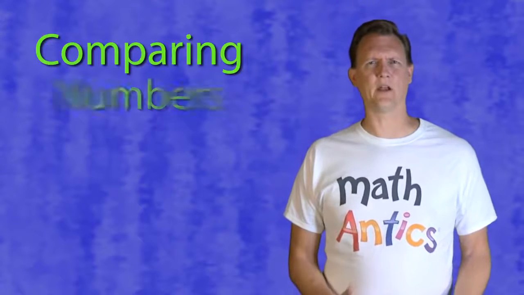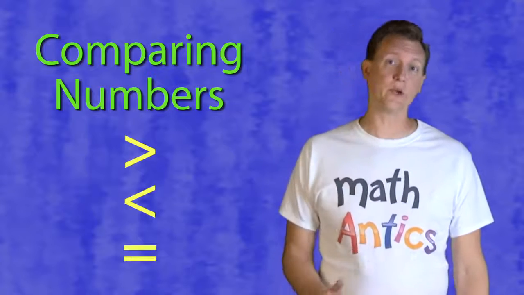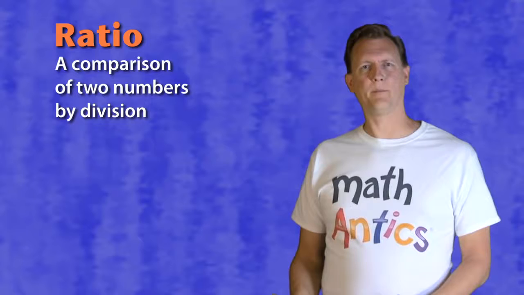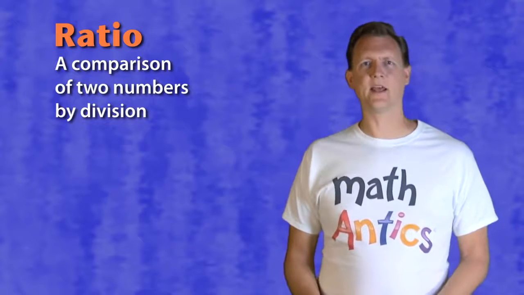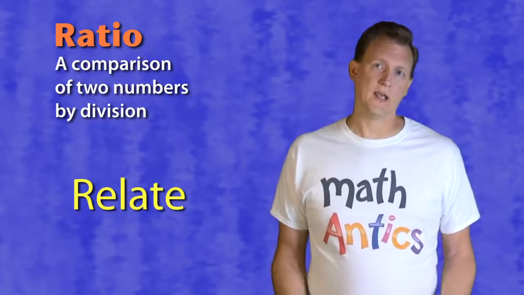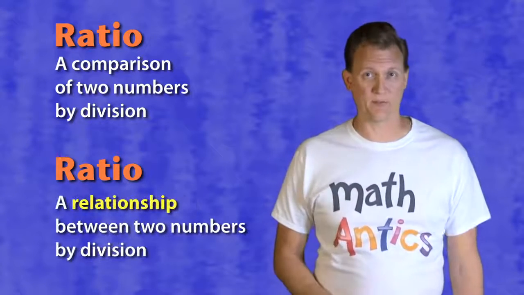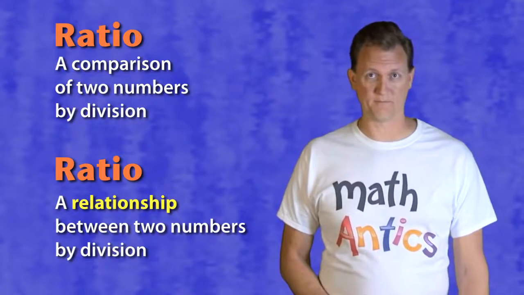And it's confusing because most of us think of comparing numbers as trying to decide if a number is greater than, less than, or equal to another number. But with ratios, we're not trying to compare numbers like that. Instead, we're really trying to see how two numbers relate to each other. And so at Math Antics, we like to think of ratios as a relationship between two numbers by division.